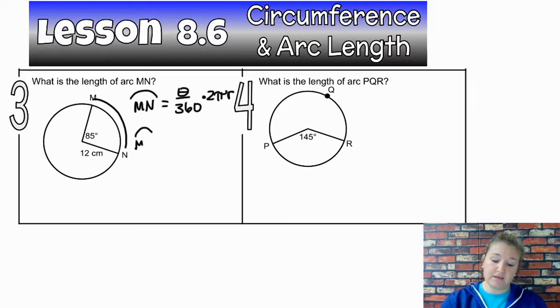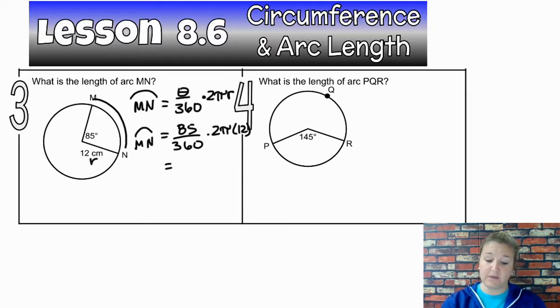So arc MN is going to be 85 divided by 360 times 2 pi, and my radius here is 12. So this is going to all multiply out to be 17.80, and this is centimeters because this is in centimeters.